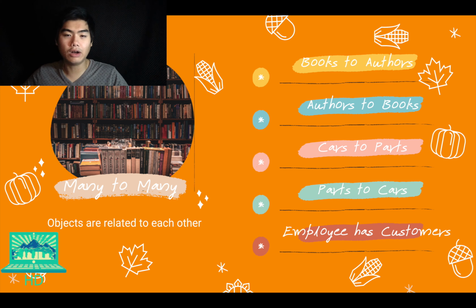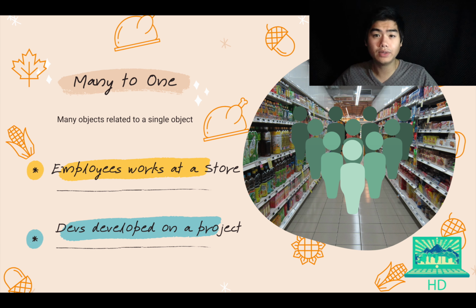The last one is the many-to-one association, and this one is the inverse of the one-to-many relationship. It's just depending on how you look at it, on which side it is that you're looking at. It might be a many-to-one or one-to-many. For example, we have here employees work at a single store. That is a many-to-one. All of the many employees work at the store.